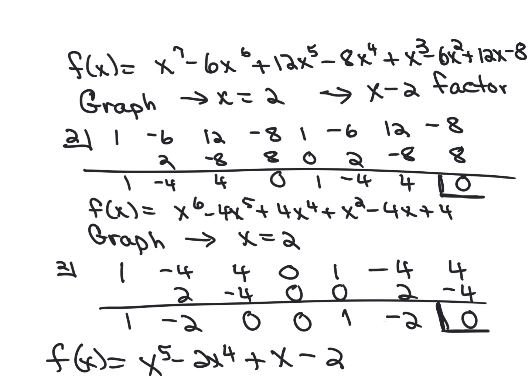My new equation would become x to the 6th minus 4x to the 5th plus 4x to the 4th plus x squared minus 4x plus 4. I graphed that new equation, and it shows that x is equal to 2. As a matter of fact, it bounces at 2. So that would mean, again, that x minus 2 is a factor. So I did synthetic division on that equation, and I ended up with a new equation, x to the 5th minus 2x to the 4th plus x minus 2.